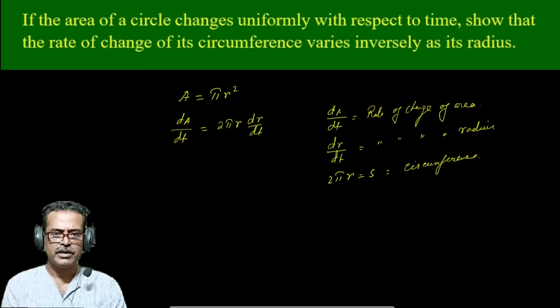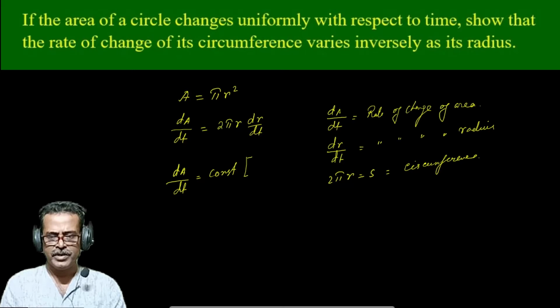So that the rate of change of its circumference varies inversely as its radius, if the area of the circle changes uniformly. So dA/dt is equal to constant, because area changes uniformly.